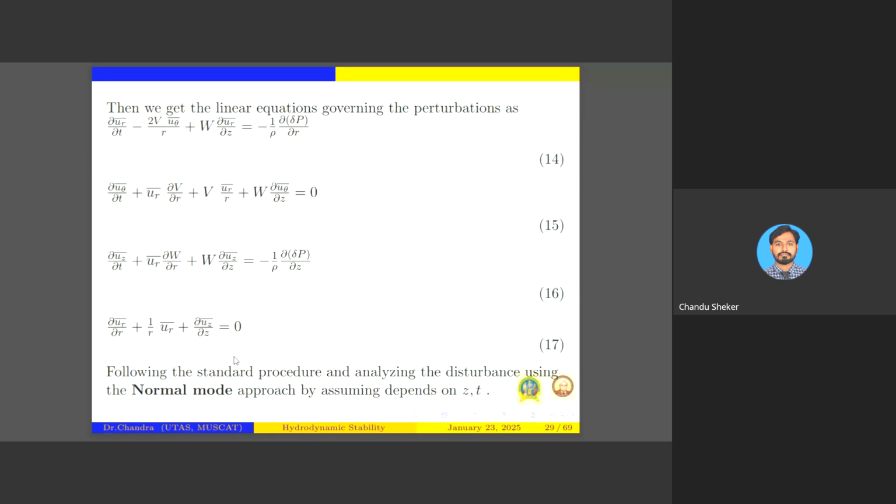Okay, normal mode approach means we take the disturbances to be very high. We assume that if the disturbances are very high, then that will be applicable for the lower disturbance variables also. If you take the disturbance to be very high, that approach is called the normal mode approach. In this, we say those disturbances are only functions of z and t.